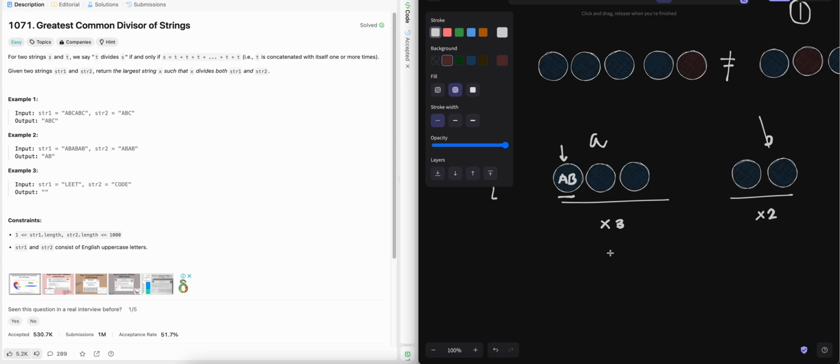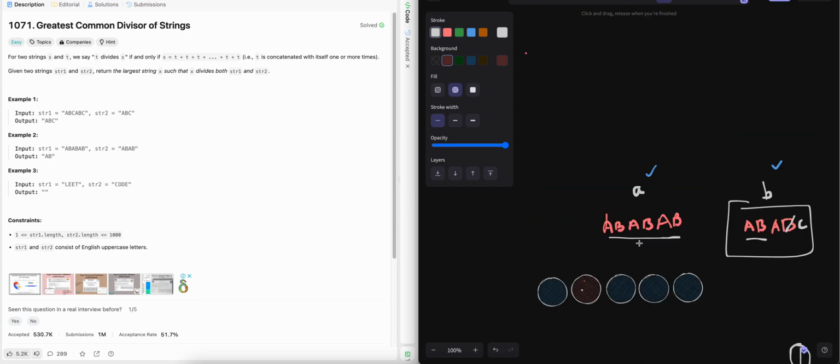But we need to find out the length of this blue block. By now you should be able to figure out that we are talking about a common divisor. If we multiply that common divisor three times, and this by two times, we will get the length of B. So how can we find this common divisor? We have been given in the problem the length of both A as well as B. Since the string is given, I can always know the length.